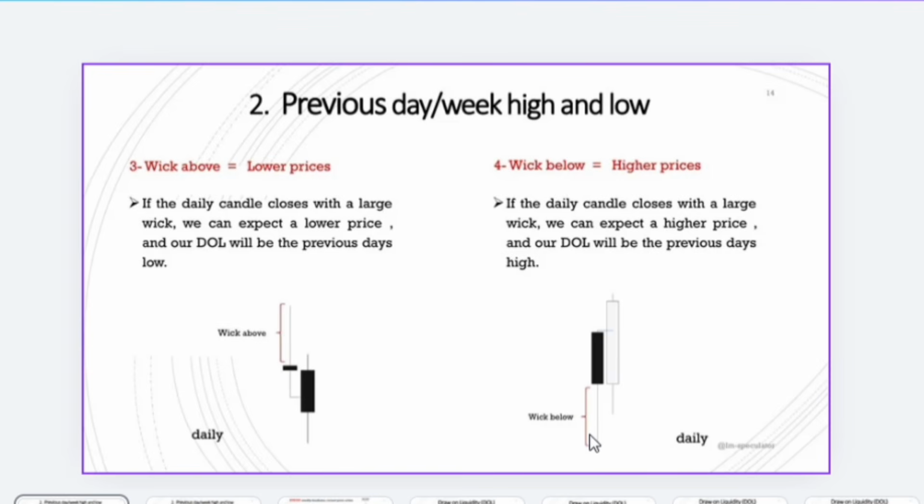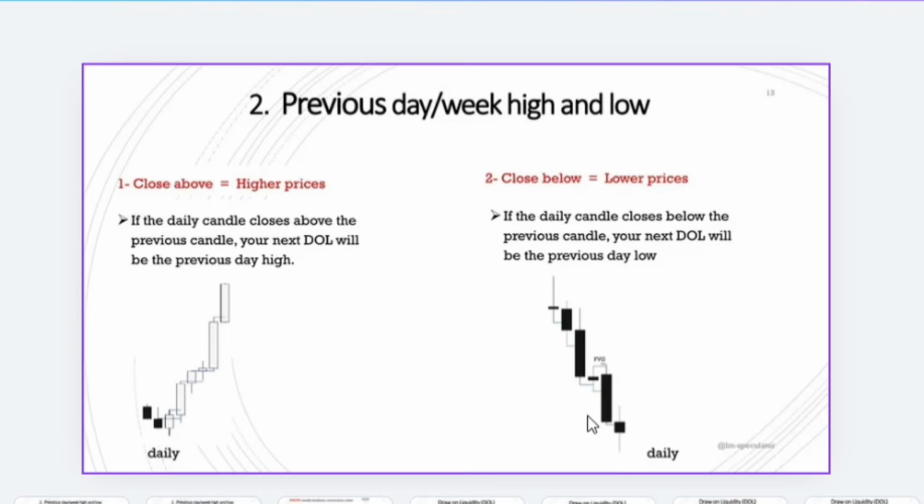If this is a below wick, we are expecting price to push to the upside. Price continues pushing to the upside, because this wick is being formed below. Let's continue.